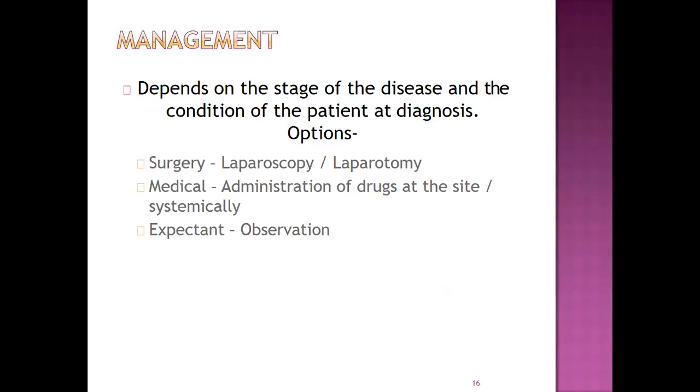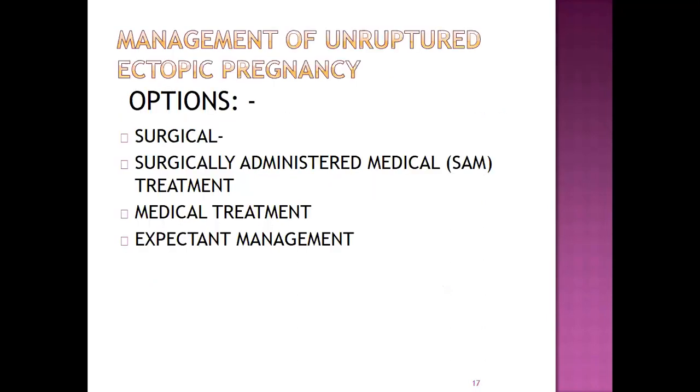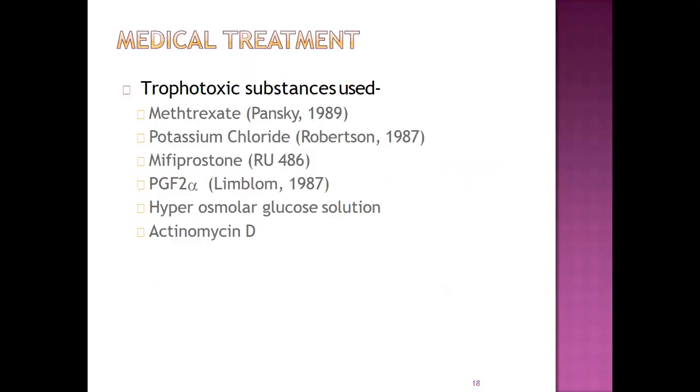There are two types of management, whether the patient comes in an acute condition or chronic condition. In acute condition, mostly surgery is the option, and in chronic condition, we can go for the medical and expectant management. The options are surgical, medical treatment, and expectant. Now, what is the medical treatment?